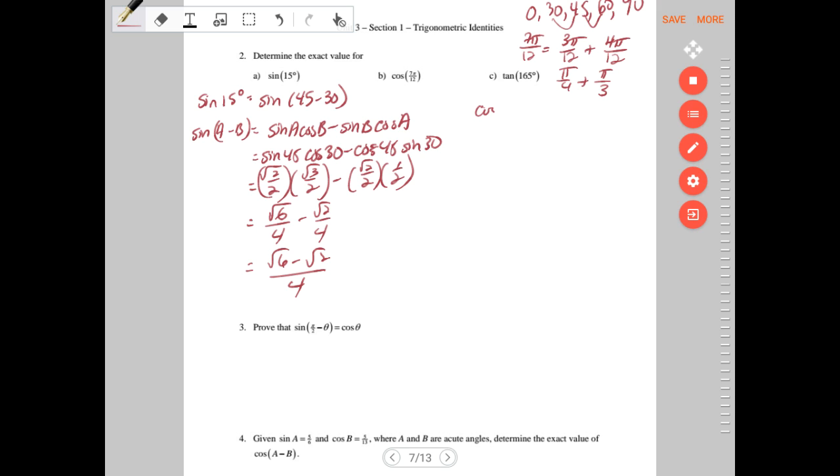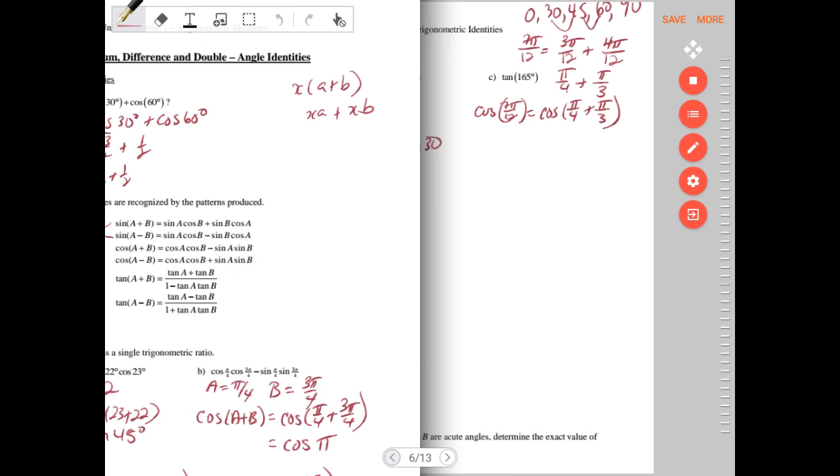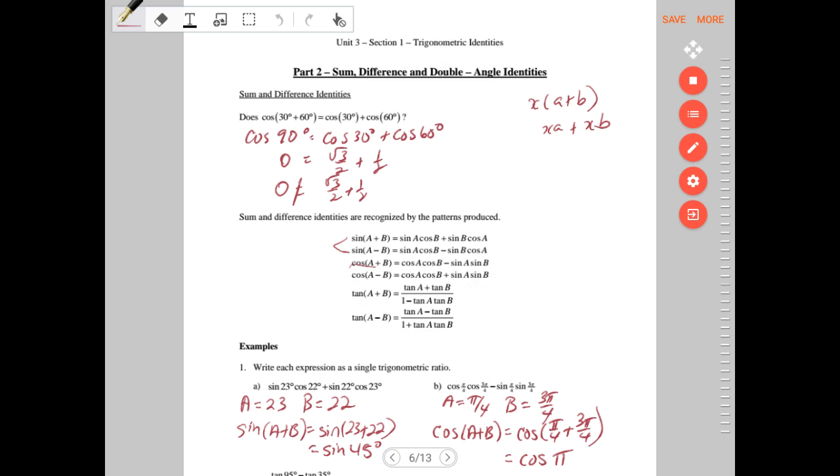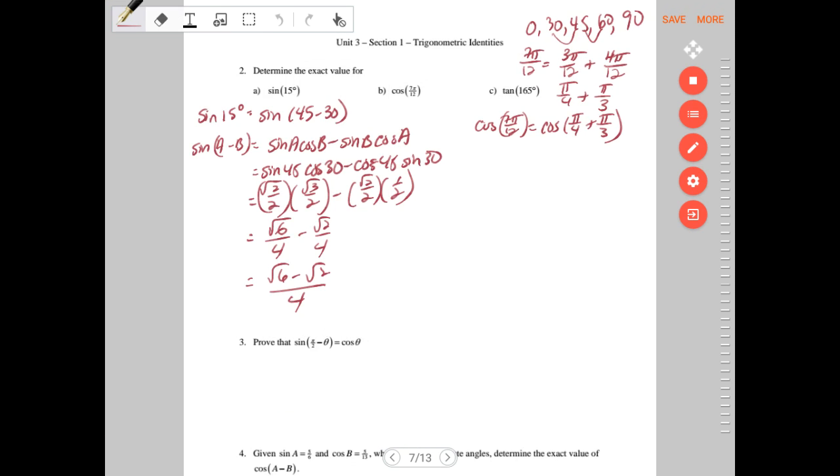So we have cos of 7 pi over 12 is the same thing as cos of pi over 4 plus pi over 3. Now, looking back on the previous page, cos of A plus B is equal to cos A cos B minus sine A sine B. So let's use that formula there. Cos of pi over 4 plus pi over 3 equals cos pi over 4 times cos pi over 3 minus sine pi over 4 times sine of pi over 3.